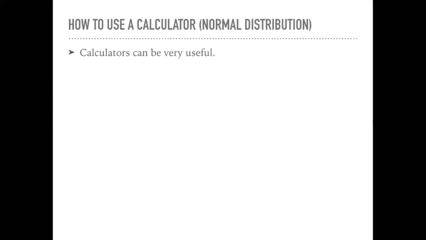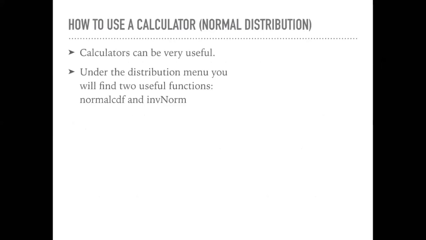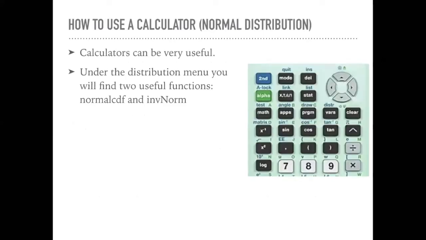So calculators can be very useful. Underneath the distribution menu, which you've accessed before, you'll find the normal CDF and the inverse norm functions. So this is where we're going to the distribution menu, so second vars. And this is where we found our binom CDF, binom PDF, Poisson CDF, Poisson PDF, those functions, same menu. And you're going to find that the normal CDF and the inverse norm, which is what you're going to use here, are towards the top of this menu.